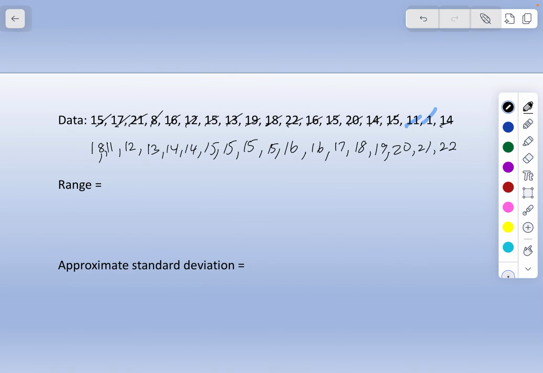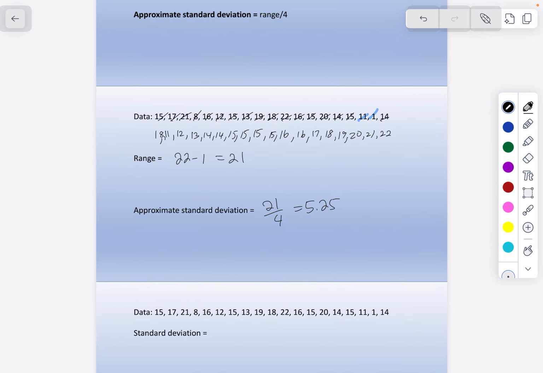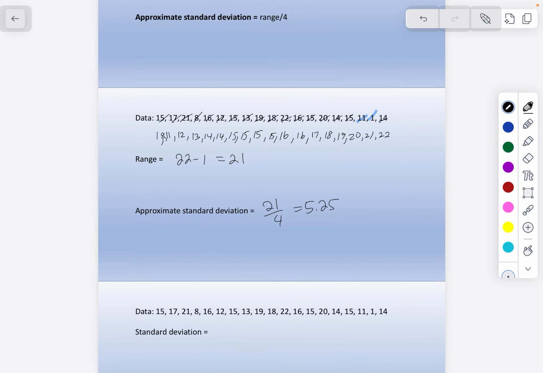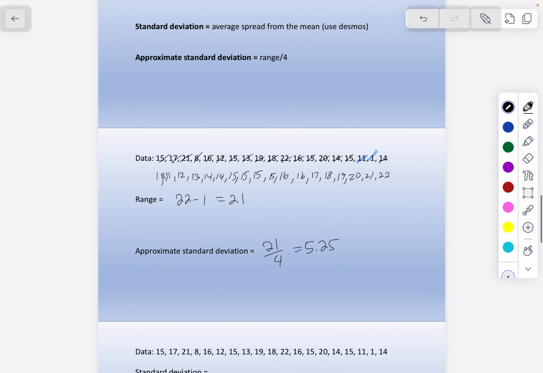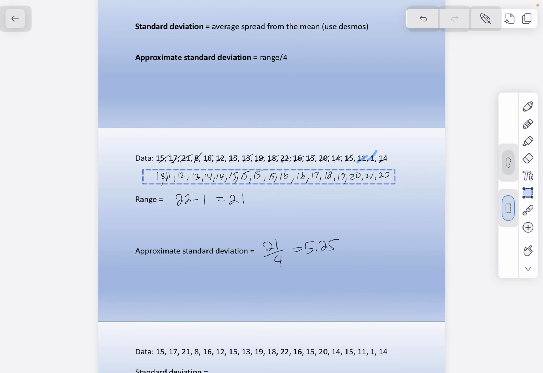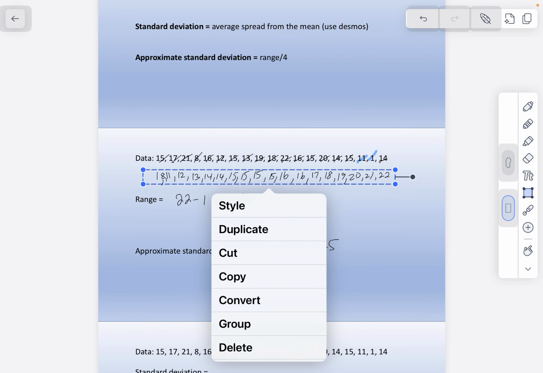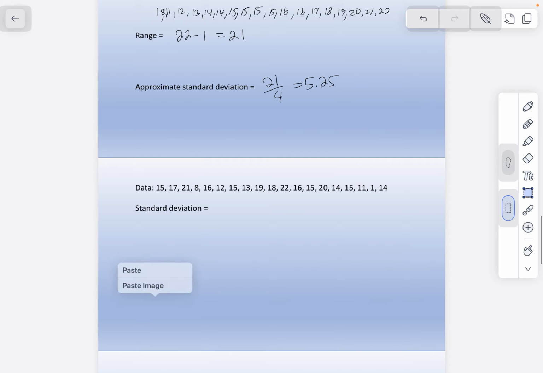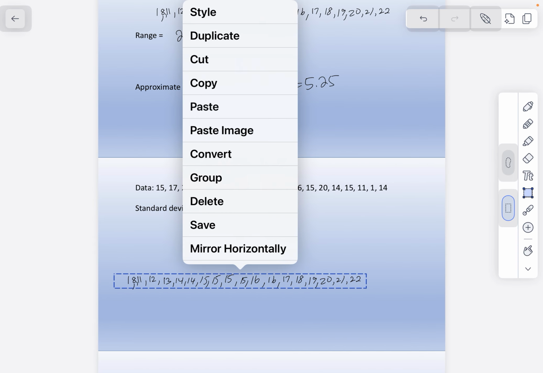Okay. So range is just the highest minus the lowest, so 21. Now, the approximate standard deviation would be 21 divided by 4, which is 5.25. Okay. Now, if we want to find the real standard deviation, again, same list, so let me copy this down. Okay. And then, give me a second here, I'm going to write this down.